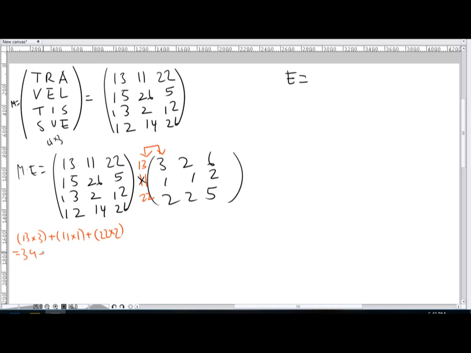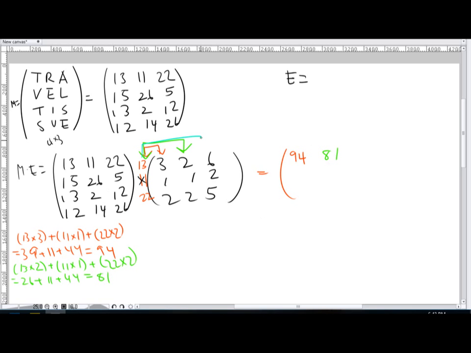If you do this, 13 times 3 plus 11 times 1 plus 22 times 2, you get 39 plus 11 plus 44, and if you add this up, you get 94. So then our first entry would be 94, and then you could do it again. Just multiply this by the second column, so 13 times 2 plus 11 times 1 plus 22 times 2, and this equals 26 plus 11 plus 44, that's equal to 81. So that would be the second entry.